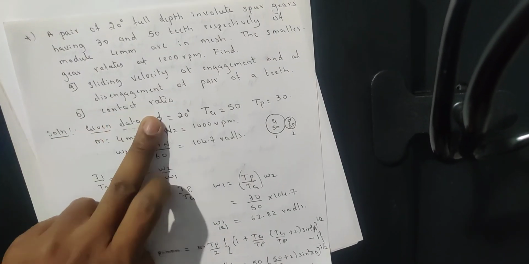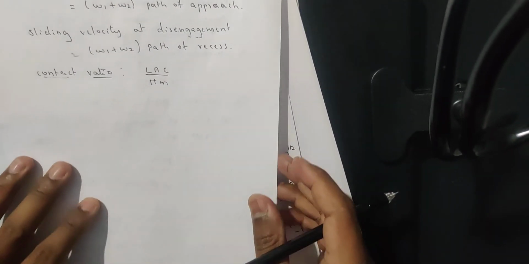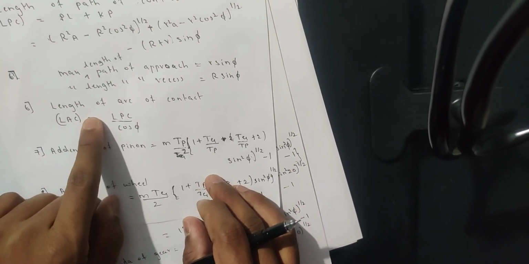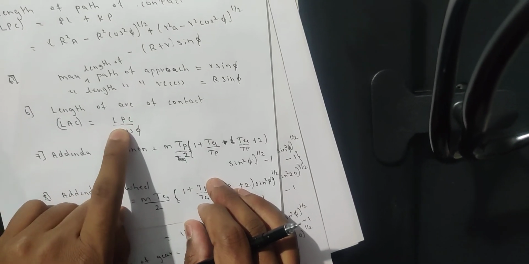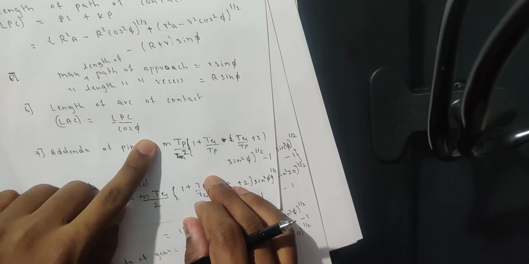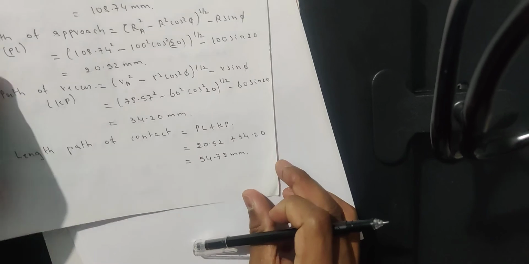So why exactly I am finding out the length of path of contact is, in the second bit they have asked in the problem the contact ratio. So what is the formula for contact ratio which we have written? It is length of arc of contact divided by pi into module. So length of arc of contact is nothing but length of path of contact divided by cos phi. So you can easily now find out length of arc of contact here.